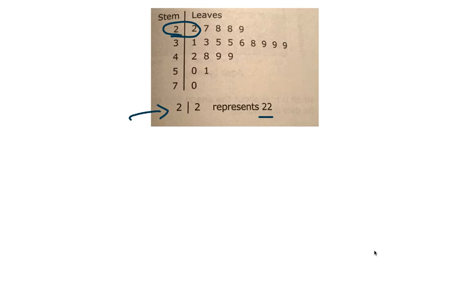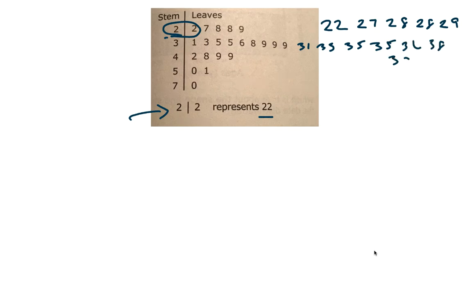So I can go ahead and pull the numbers out. And looking at the stem and leaf plot, I can actually write down the numbers that were used to make the stem and leaf plot. So the first numbers we can see are 22, 27, 28, 28, and 29. For the 3 stem, we have the numbers 31, 33, 35, 35, 36, 38, 39, 39, 39.